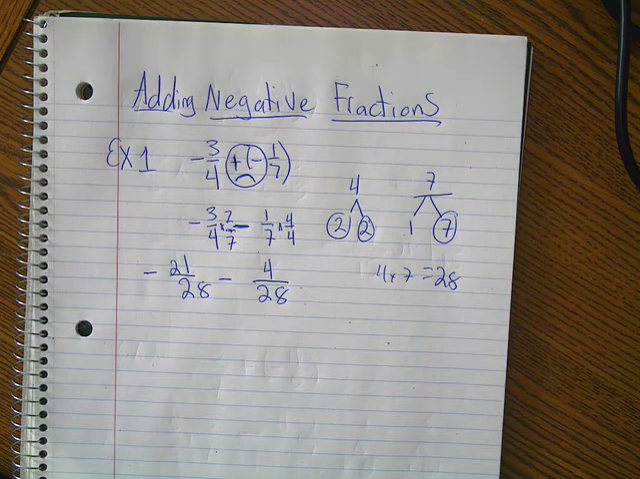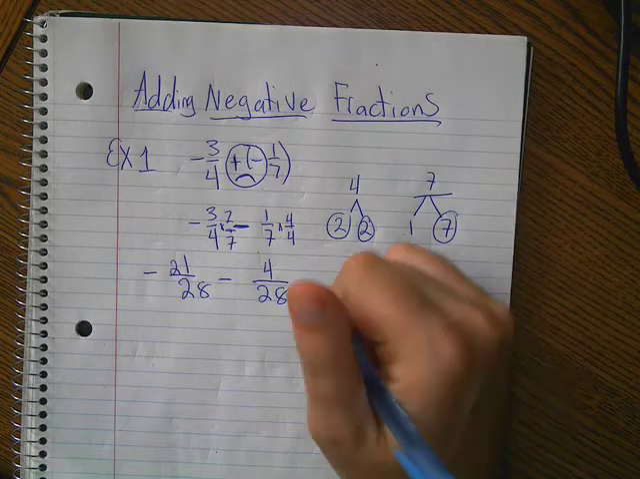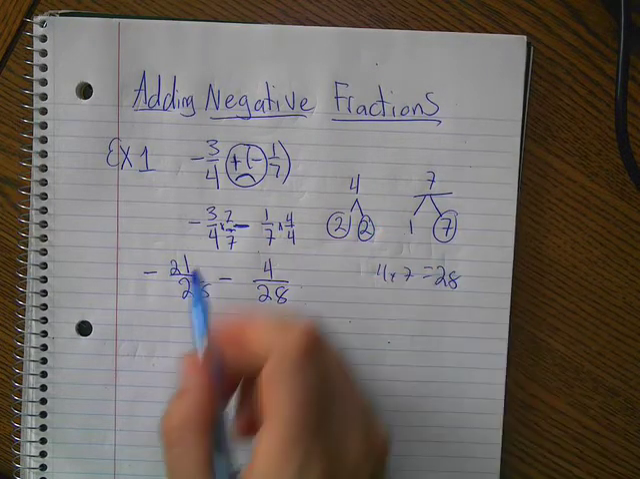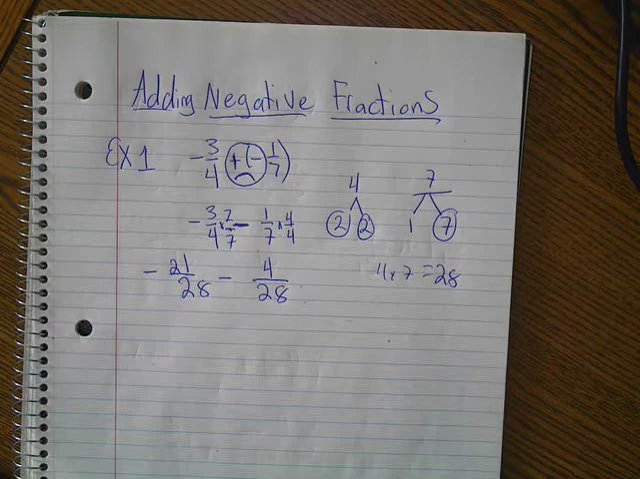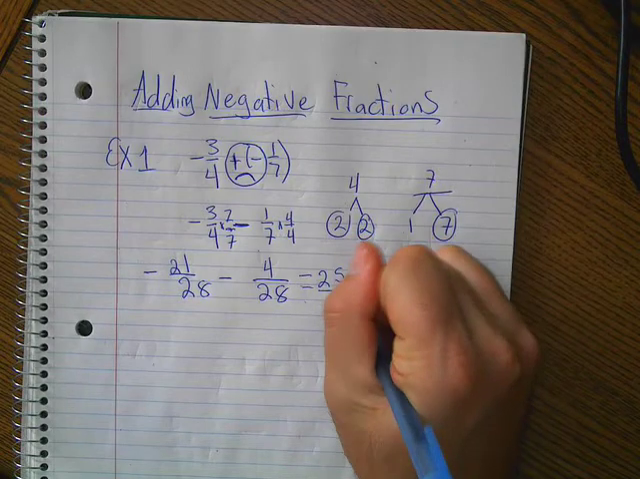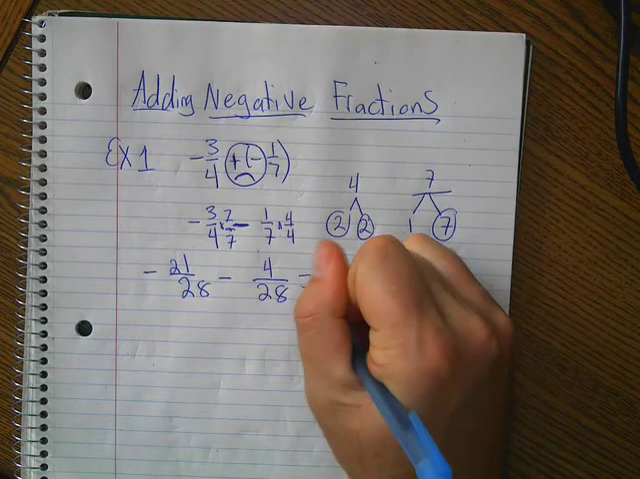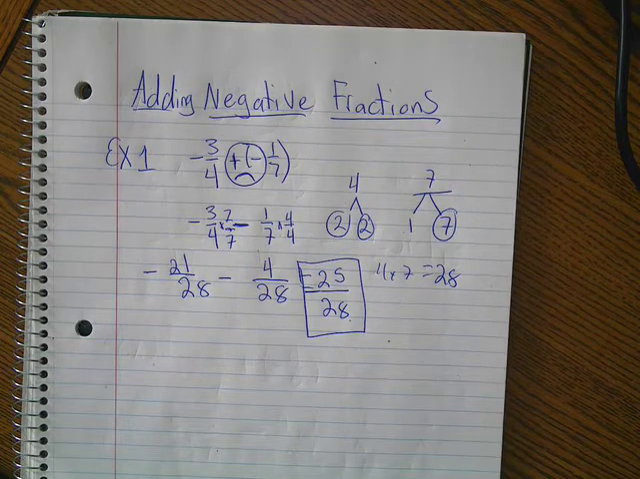So we didn't change our fractions at all. We just enlarged them. So it's the same decimal, but a different fraction. So now we can subtract. If I'm at negative 21 over 28, and I'm subtracting 4 more 28ths, I'm going to end up at 25 over 28, and these are all going to be negative. And that is how you subtract negative or add negative fractions.